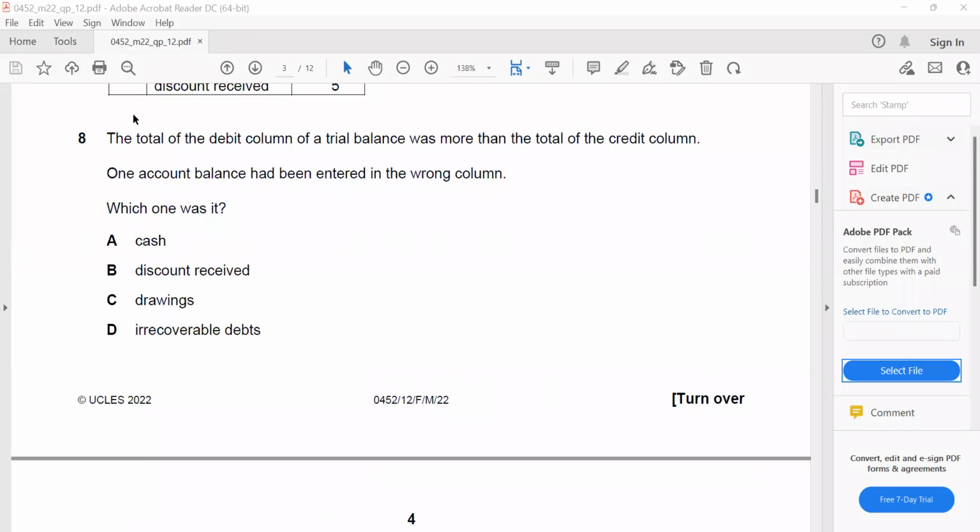Question 8. The total of the debit column of a trial balance was more than the total of the credit column. One account balance has been entered in the wrong side. So they say in the trial balance, debit was more. So debit, credit. Assuming this is 1,000, this is 700, so this is more. One account balance has been entered in the wrong side.